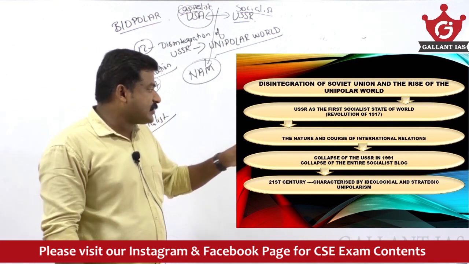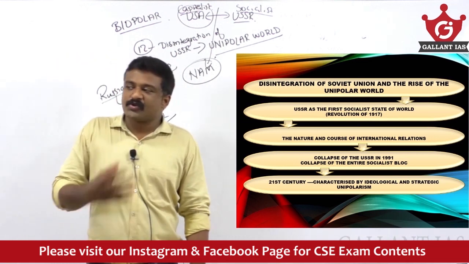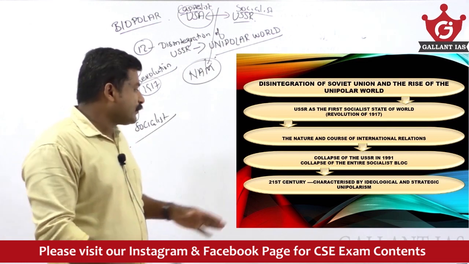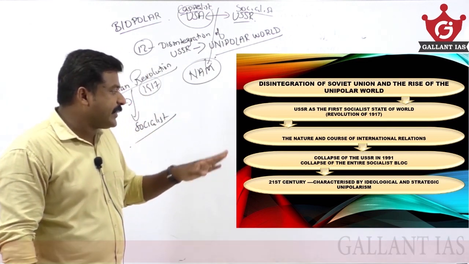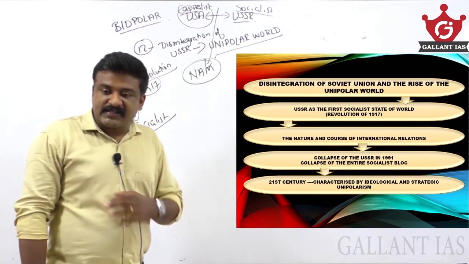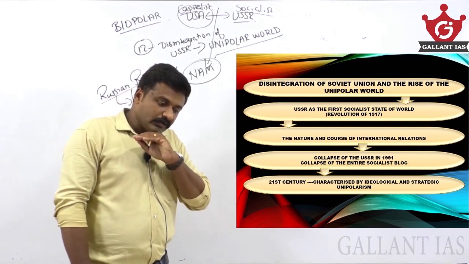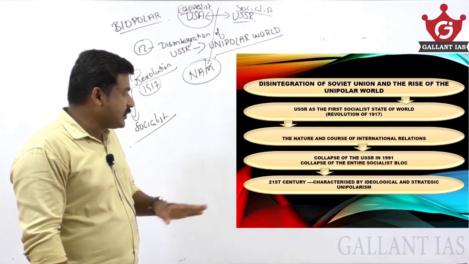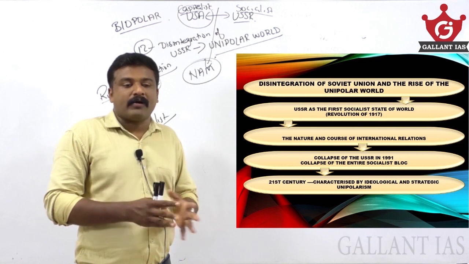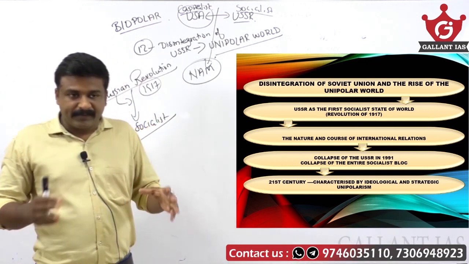Collapse of the USSR was in 1991, collapse of the entire socialist bloc. So imagine that when USSR collapsed in 1991, that almost marked the collapse of the entire socialist bloc. The 21st century is characterized by ideological and strategic unipolarism. After the collapse of USSR, there is an ideological and strategic unipolarism which is almost dominated by the USA.